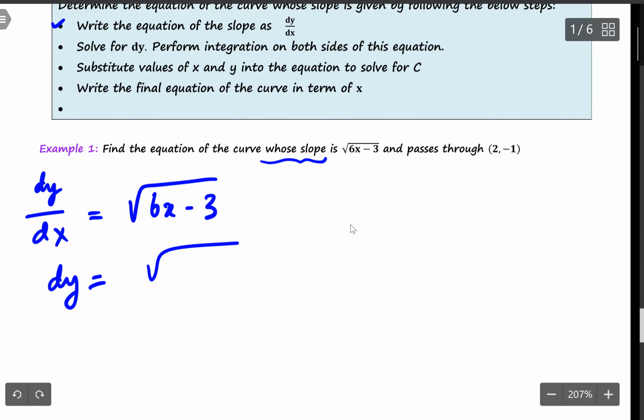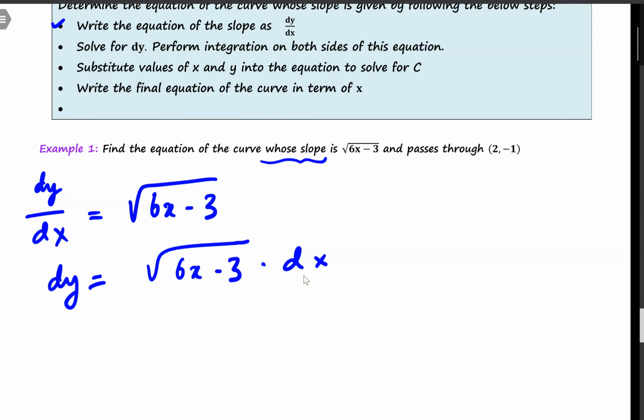So I can write square root of 6x minus 3, and I multiply dx over to the other side. So nothing wrong with doing this. And you probably ask me why you are doing, like, multiply this over to the other side of the equation. Because now I can apply my integration to both sides. So if I take the integral of both sides of this equation, I can solve for y and I can solve for x. Do you see here?